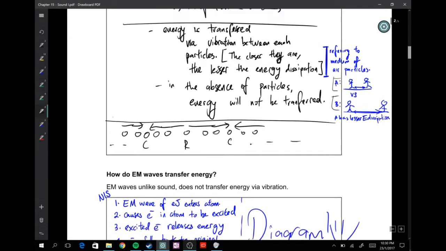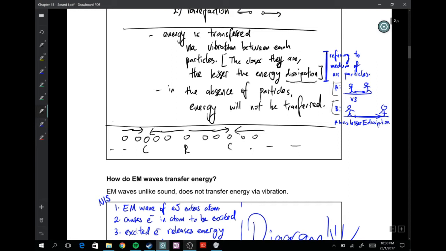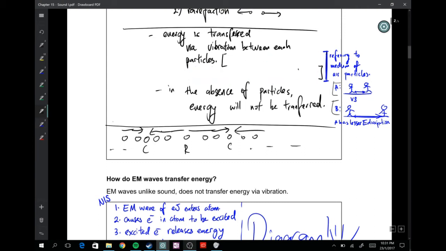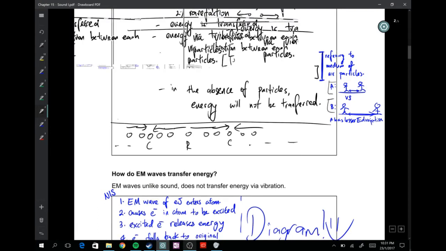But maybe it is not so right to use the word energy dissipation here, so I need y'all to cancel this. I'm going to give you a new statement. Sorry about that. Let me erase this part. What I was trying to say was that energy is transferred via vibration between each particle, and maybe less energy.